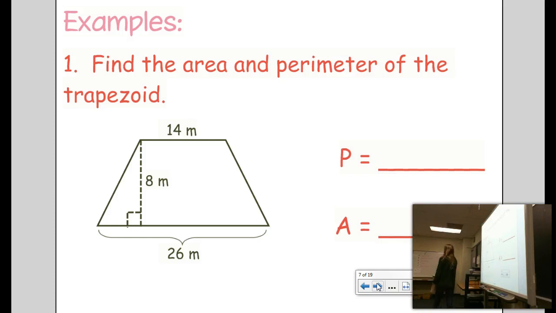Try problem number 1. Go. I might call on you, so have an answer ready. Don't be embarrassed because you don't have the answer. The area is actually going to be easier to find than the perimeter is.